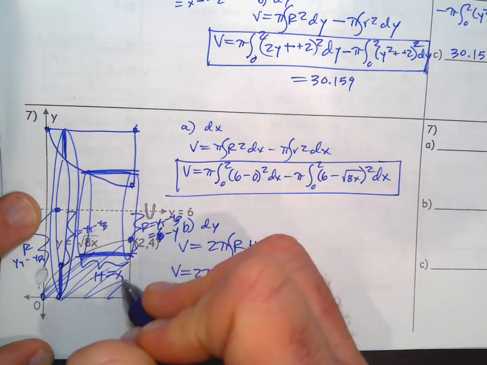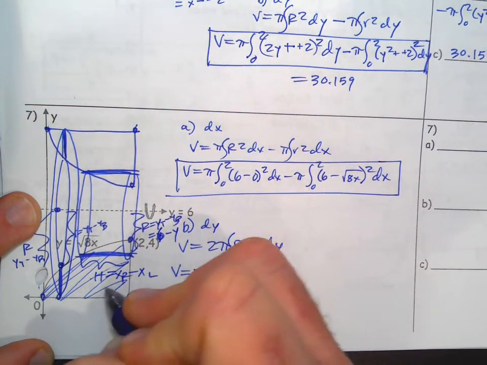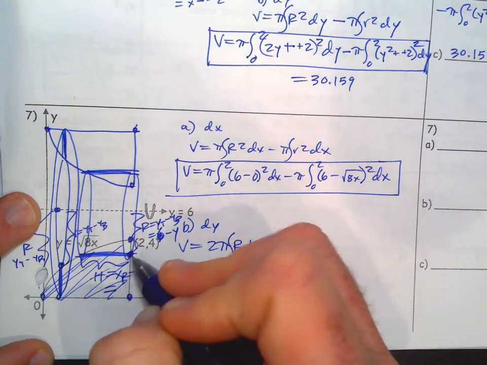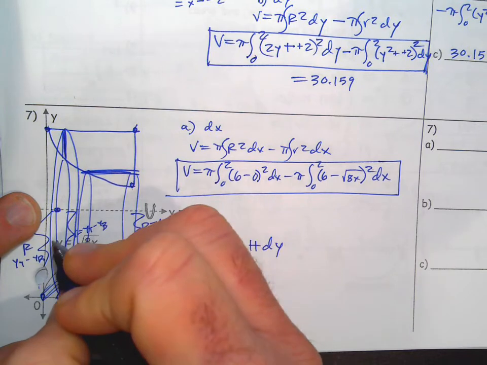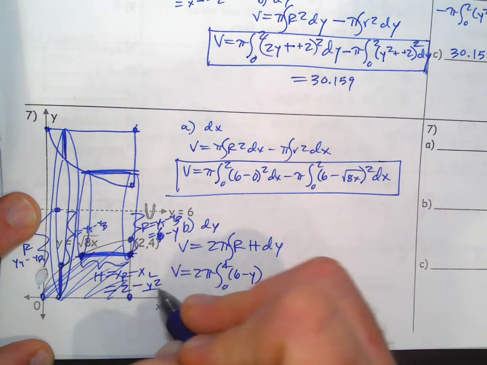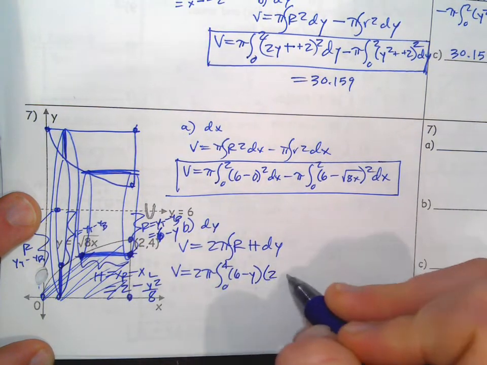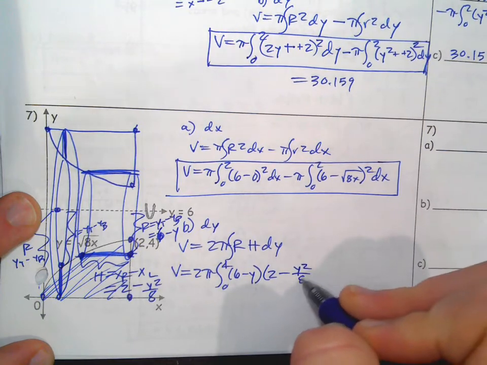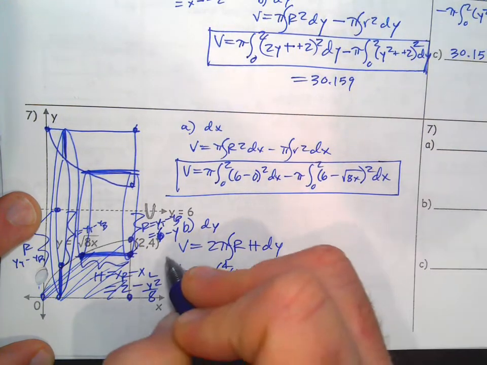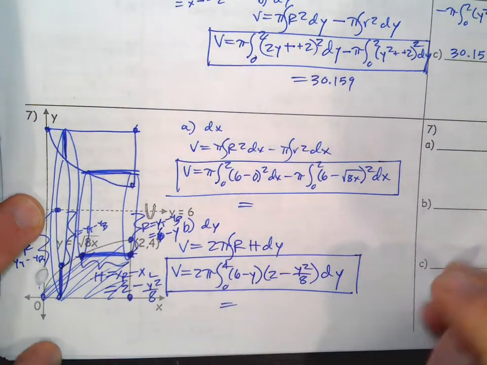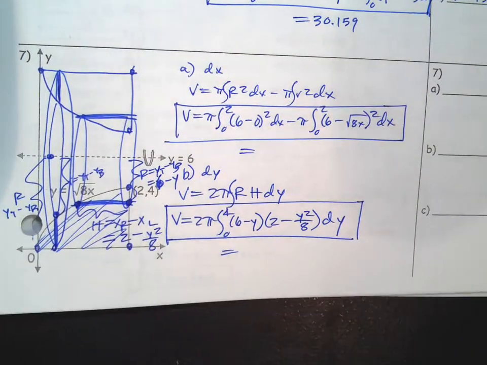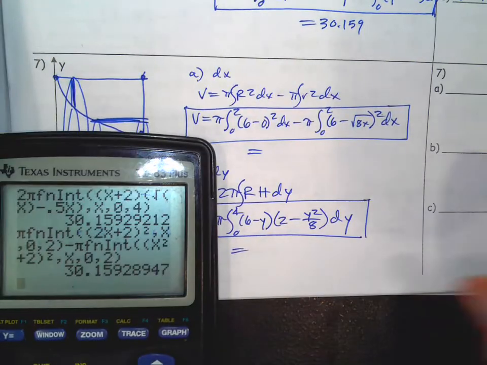The height is right here. That's the thing that depends on the curves, x right minus x left. So it's going to be this x right, which is always 2, minus this x left. In terms of y, it's going to be y squared over 8. So it's going to be 2 minus y squared over 8 dy. So that's our setup. So I'm going to go and put these into my calculator and see if they give me the same answer, hopefully.